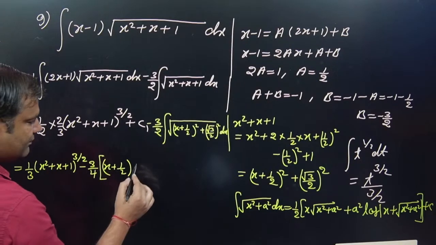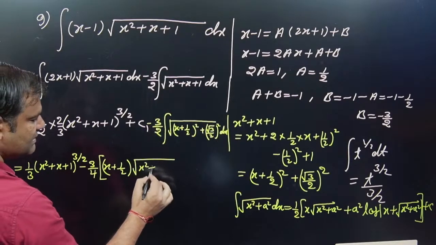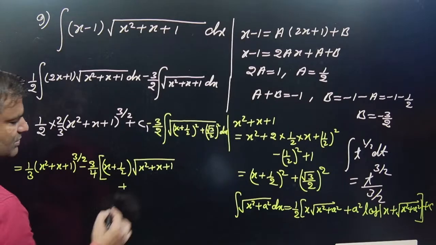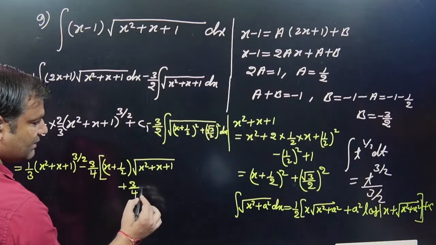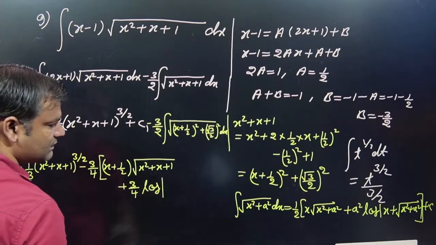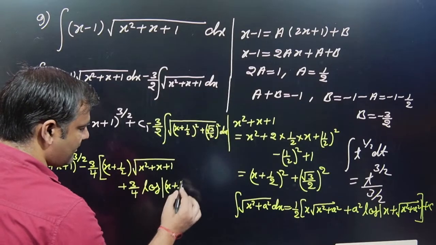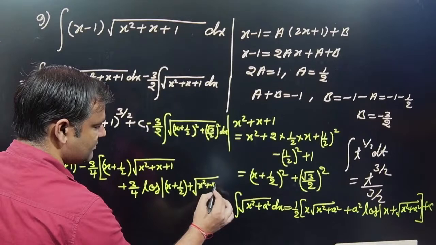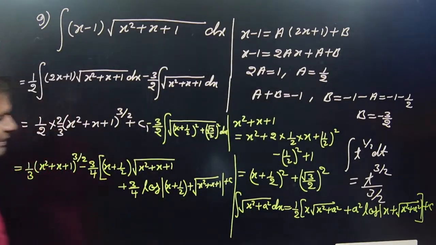into under root of how much? What about that value? Simply written here, x square plus x plus 1. Okay, plus a square is how much? Root 3 by 2 the whole square, means 3 by 4, log of modulus of x plus half plus under root of x square plus x plus 1, plus c. Okay, I hope that is clear. Make it.